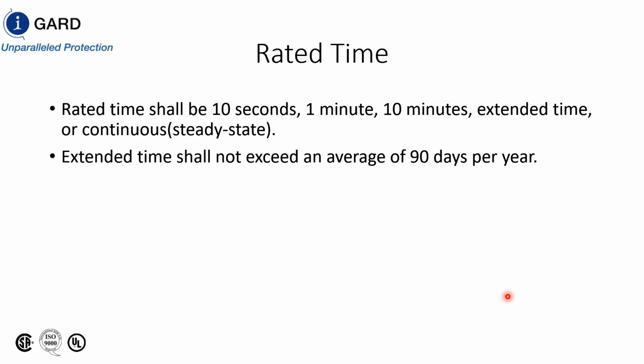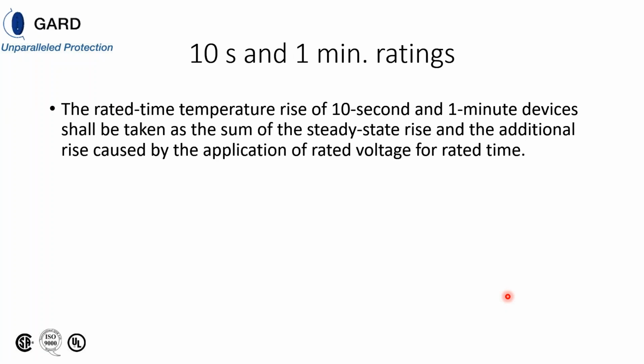Rated time shall be 10 seconds, 1 minute, 10 minutes, extended time, or continuous duty. Continuous duty is also the steady state duty. So the extended time shall not exceed an average of 90 days per year. And the extended duty is basically a continuous duty, but you're allowed a higher temperature rise for the extended duty. And these are for unmanned scenarios.